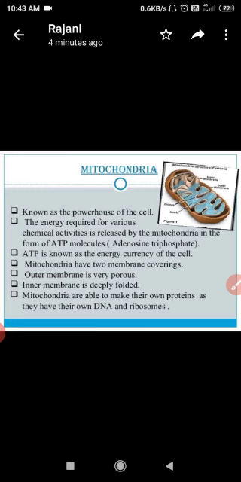Mitochondria is absent in anaerobic protozoans. Anaerobic means all those organisms who are living without oxygen. And in mature mammalian red blood cells, red blood cells are devoid of mitochondria, and in prokaryotes also. So these are the three in which mitochondria is absent. And the next point is that the mitochondria have two membrane coverings.